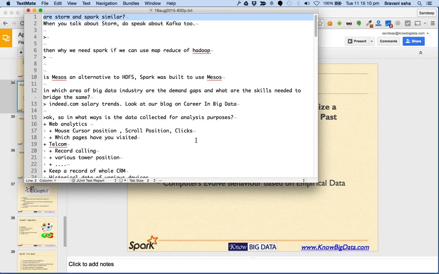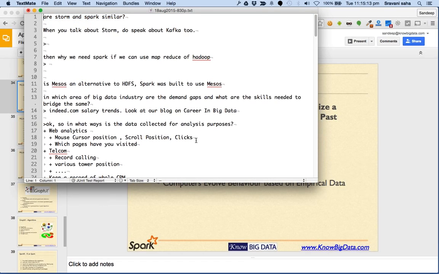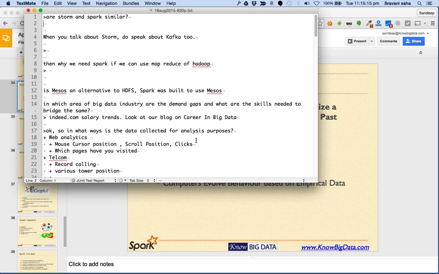Let me just go through the first set of questions. So, first set of questions. The first question which somebody asked: are Storm and Spark similar? Spark Streaming is serving the same objective as Storm.